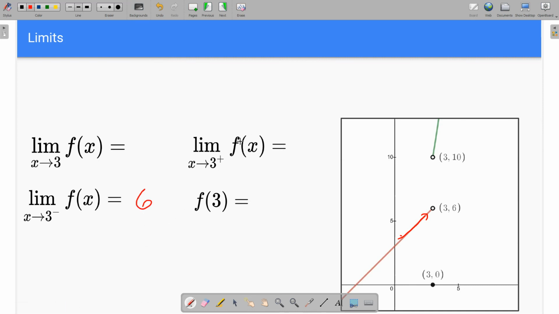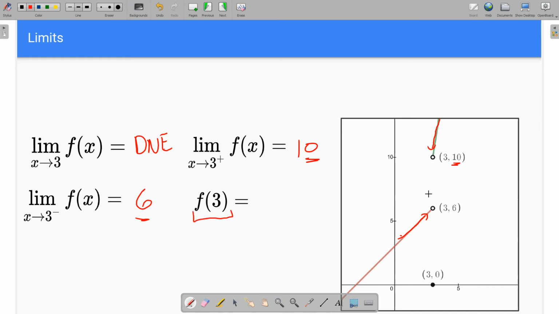The limit of f of x as x approaches 3 from the right-hand side. As I'm following along the function from the right-hand side, I'm getting closer and closer to 10. Which means as x approaches 3 for f of x in general, because these are different, this does not exist. There is no limit for f of x as x approaches 3 because the left and the right-hand limits are different.